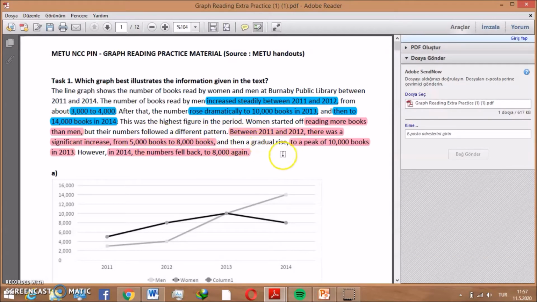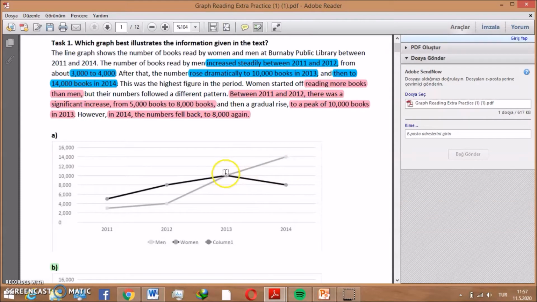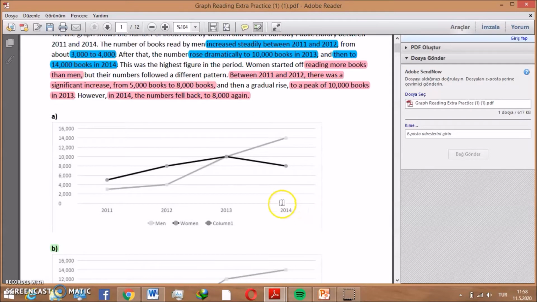And then a gradual rise. A gradual rise is something like increasing steadily to a peak. Peak means the highest point. So a peak of 10,000 books in 2013. In 2013, it should reach the highest point, and the highest point is 10,000 books. Let's check it. It is 10,000, yes, and this is the highest point. Let's check C. It is 10,000, but this is not the highest point because it continues.